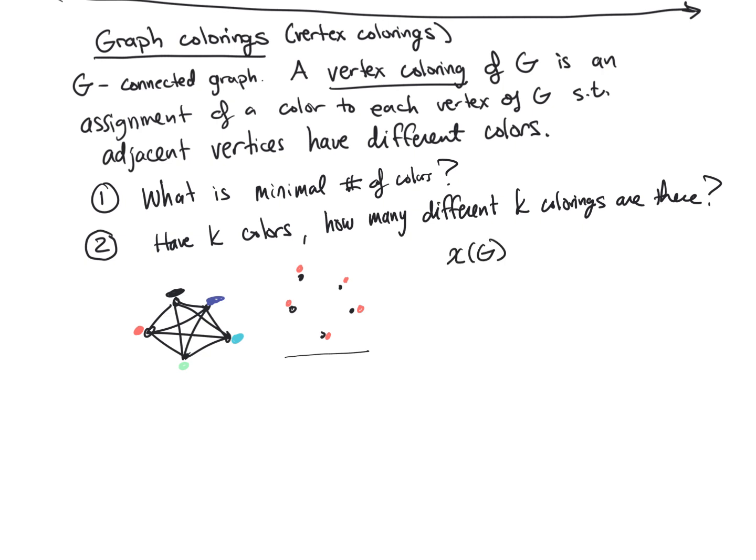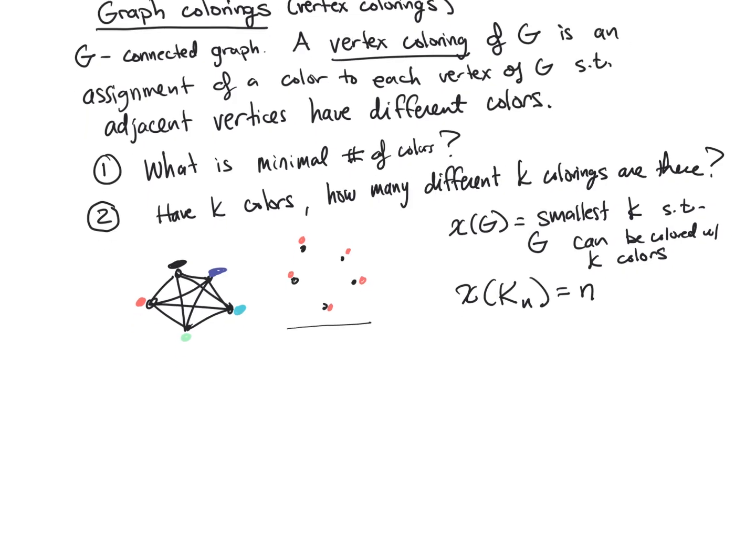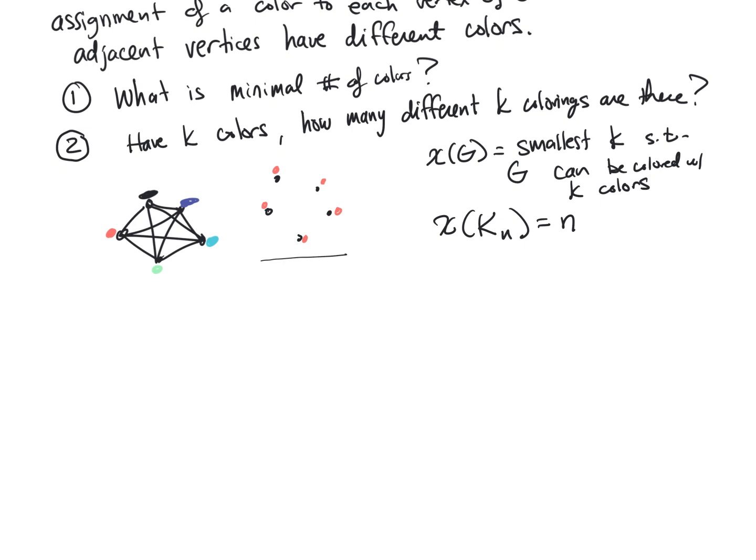So chi of G is the smallest K, so it's called the chromatic number of a graph, so that G can be colored with K colors. Okay, here the chromatic number, or the coloring number, of the complete graph Kn is just n, the number of points. So this one had chi equals 1, okay?